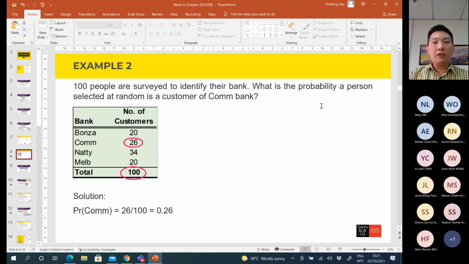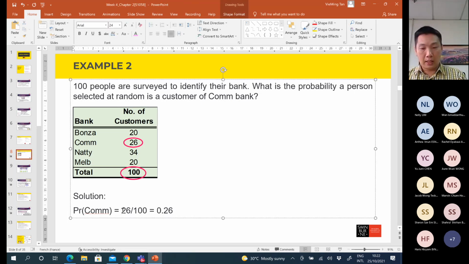What is the probability, if we randomly choose a person from this 100, that this person is a customer of Combank? In order to solve the problem, I can write down the formula first. So the formula is Pcom equals Ncom divided by NS.